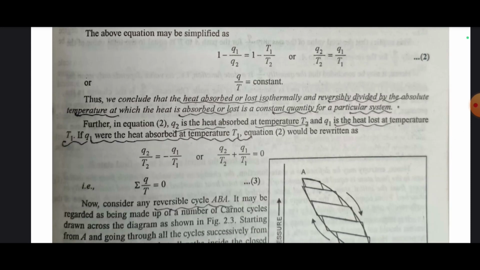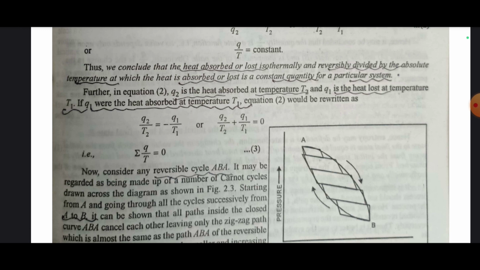Thus, we conclude that the heat absorbed or lost isothermally and reversibly divided by the absolute temperature at which the heat is absorbed or lost is a constant quantity for a particular system. Further, in equation 2, Q2 is the heat absorbed at temperature T2 and Q1 is the heat lost at temperature T1. If Q1 were the heat absorbed at temperature T1, then equation 2 would be rewritten as Q2 by T2 is equal to minus Q1 by T1, or summation of Q by T is equal to 0, which is equation 3.